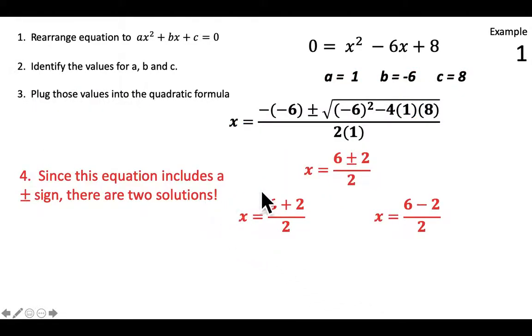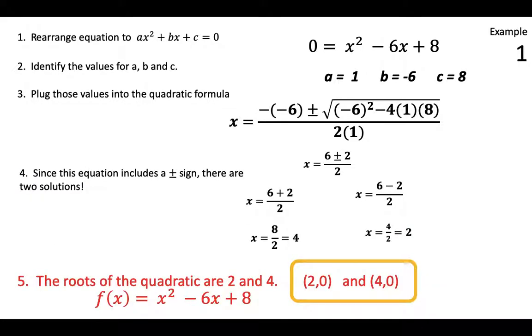All right, since this equation includes a plus or minus sign right here, there are 2 solutions. I need to evaluate x equals 6 plus 2 over 2 and x equals 6 minus 2 over 2. So if I do this, I'm going to end up with 8 over 2, which is 4. And when I do this side, I'll end up with 4 over 2, which is 2. So I have x equals 4 and x equals 2. So the roots of the quadratic equation, the equation listed across the bottom, which is the one we started with at the top, the roots of this quadratic are (2, 0) and (4, 0).